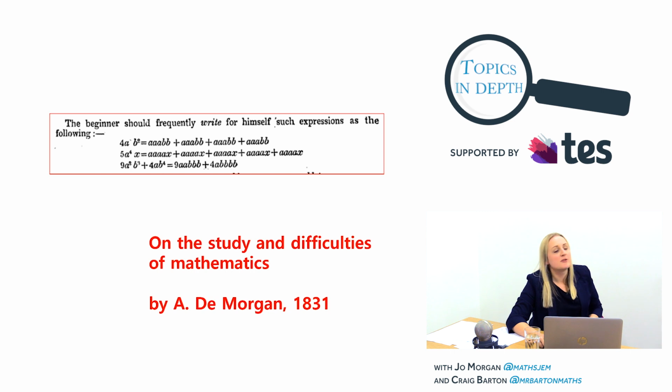This is from Augustus de Morgan. I love him. He's one of my favourite mathematicians. He set up the London Mathematical Society. So he wrote some really clever things. And he says the beginner should write for himself. Everything was always male back then, by the way.